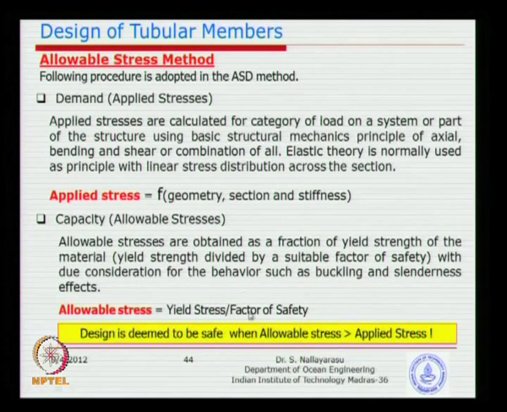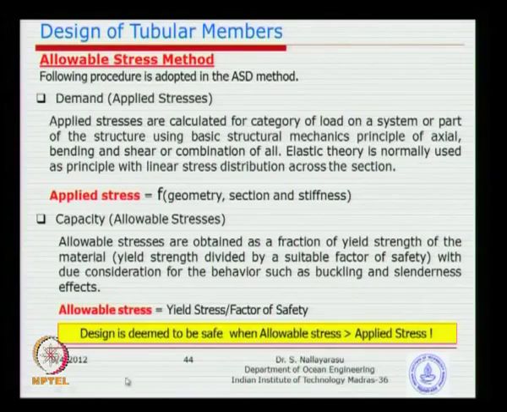Whereas the capacity depends purely on the yield of the material. Most of the structures for offshore, we are designing using steel material. So, basically the yield stress divided by a factor of safety is taken as the allowable stress. So, when you compare applied stress versus allowable stress, if the allowable stress is always higher, the design seems to be safe.